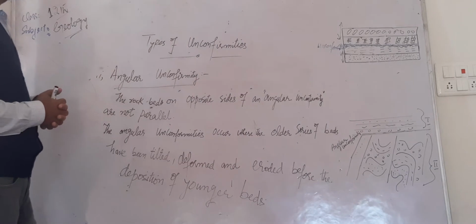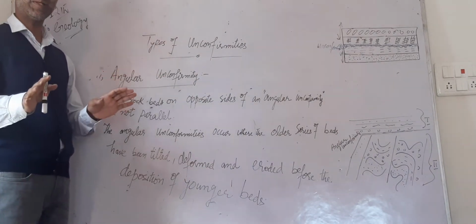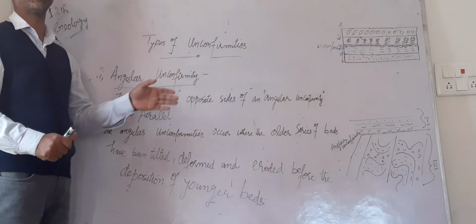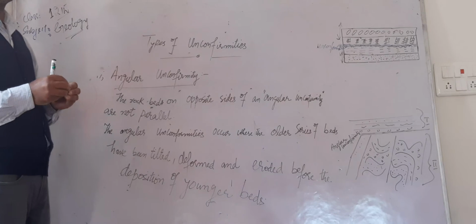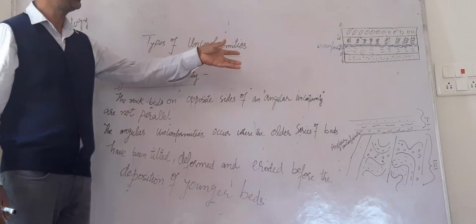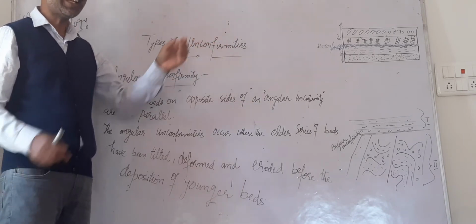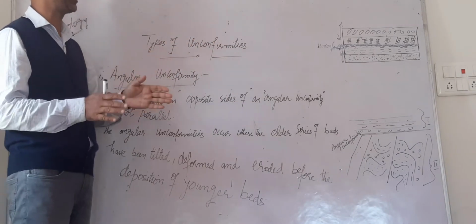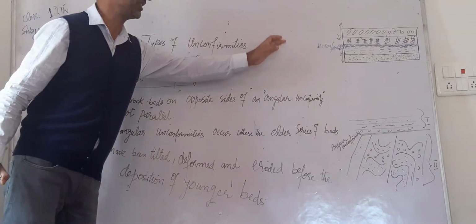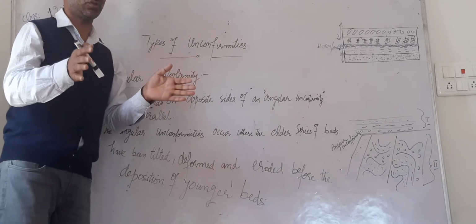We have discussed what is an unconformity. Basically, unconformity is a break in the process of sedimentation. When there is a continuous process of sedimentation, we can say that is conformity, a continuous process of sedimentation. When there is a break in sedimentation, we call it an unconformity. Break in sedimentation is called an unconformity.